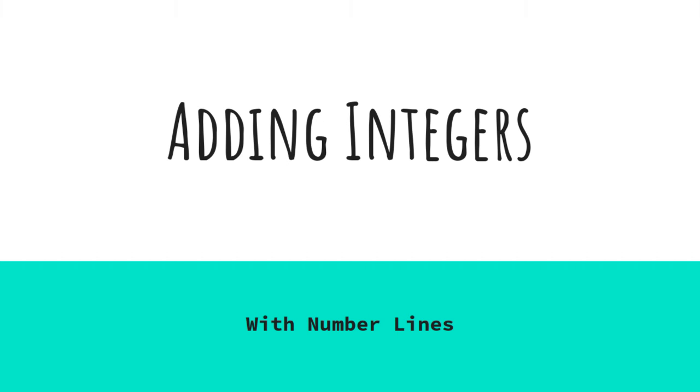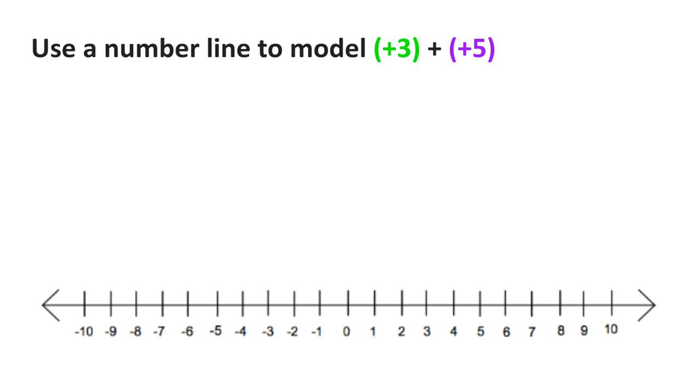Everyone. Today we're going to talk about adding integers using number lines. Here's our first example. We're going to use a number line to model positive 3 plus positive 5.